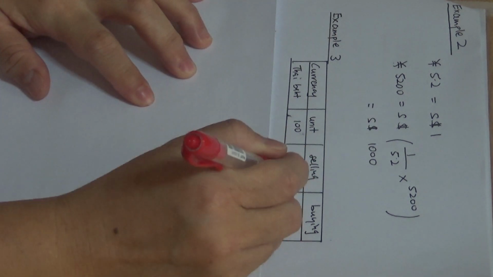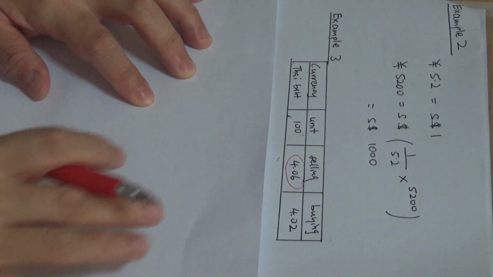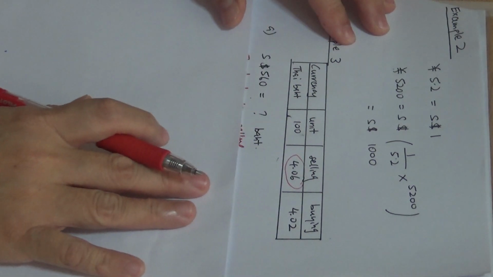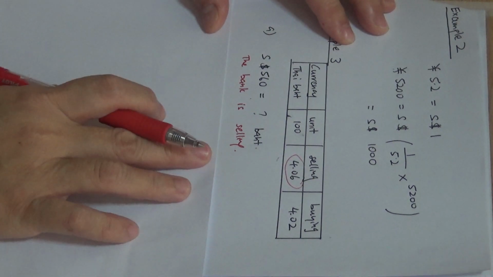Boon Liang needs to change Singapore $560 to Thai baht. How much in Thai baht will he get? Give your answer to the nearest cent. Now, Boon Liang has money and is going to the bank to change for Thai baht. That means Boon Liang is buying the Thai baht. So the bank will be selling the Thai baht. Okay, so we must use the bank is selling.